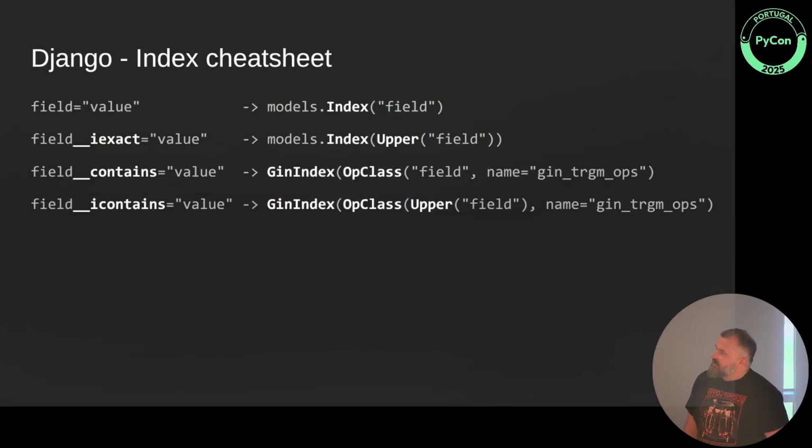So this is kind of a cheat sheet. Whenever in Django you do a direct comparison, you create a simple index. If you want to do a case-insensitive match, then you create an index on upper, and then there's icontains. I have seen cases where people create a GIN index simply on the field and then do the icontains, which of course tries to look up a different kind of index. And so this is it.